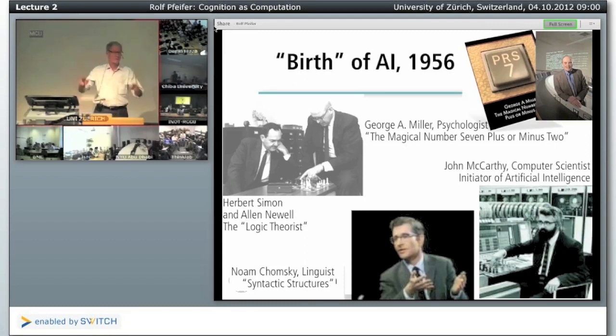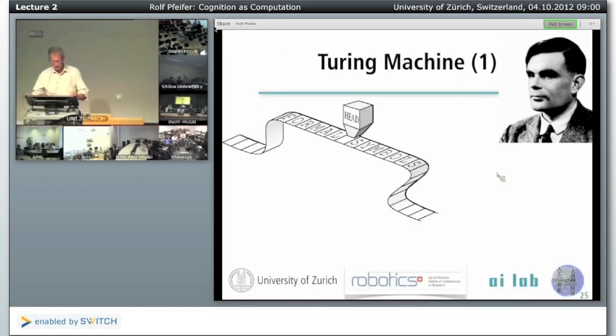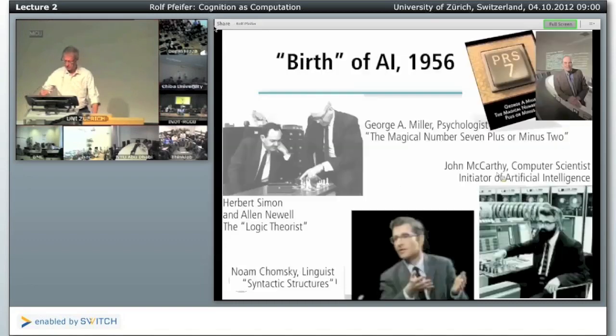Now the birth, so to speak, of artificial intelligence was in fact a conference that took place more than half a century ago, in 1956, at Dartmouth in the east of the United States, in New England. It was organized by John McCarthy, and he invited a number of people who had been thinking about this idea of automating certain intelligence functions. One or two of the most famous ones were Herbert Simon and Alan Newell.